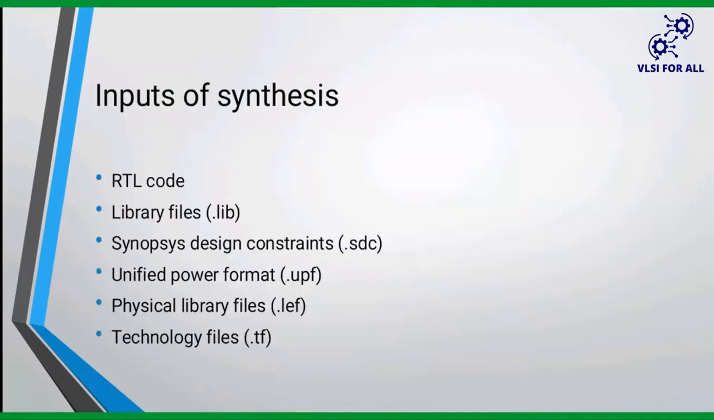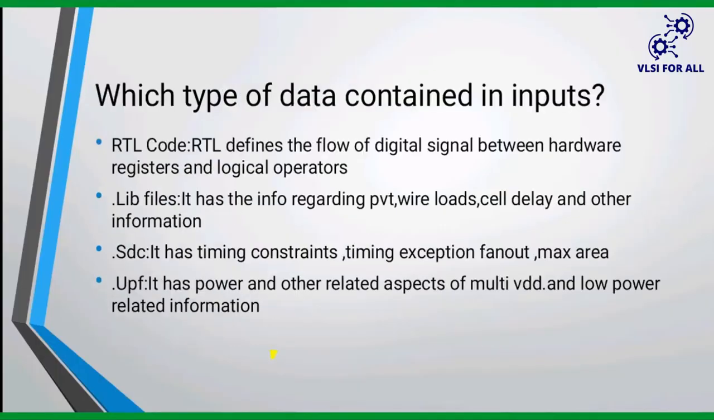Next, what are the inputs we have in synthesis? I have explained this clearly before in class, and now I'm just giving you an overview. The inputs of synthesis are RTL code, library files, SDC, UPF, LEF files, and technology files. So what information does each input contain? What does the RTL code contain? It contains digital signals between hardware, registers, logical operators, everything; each and every piece of information is in the RTL code.